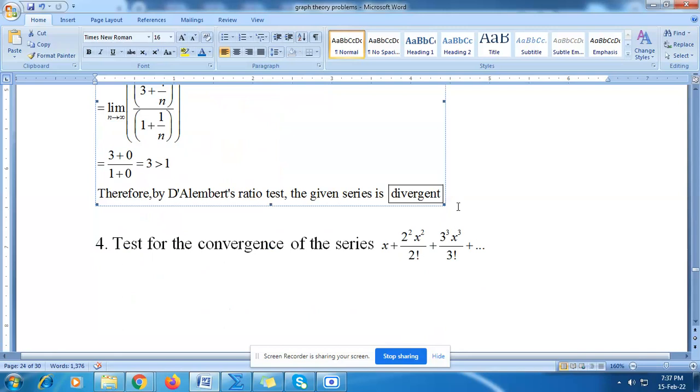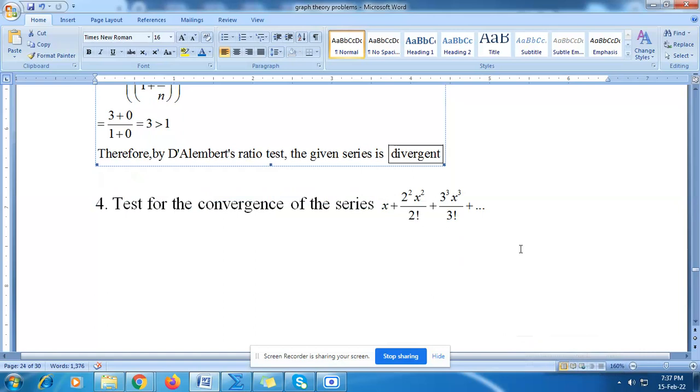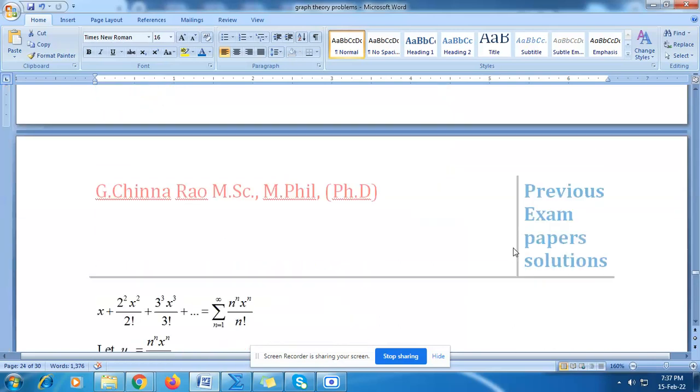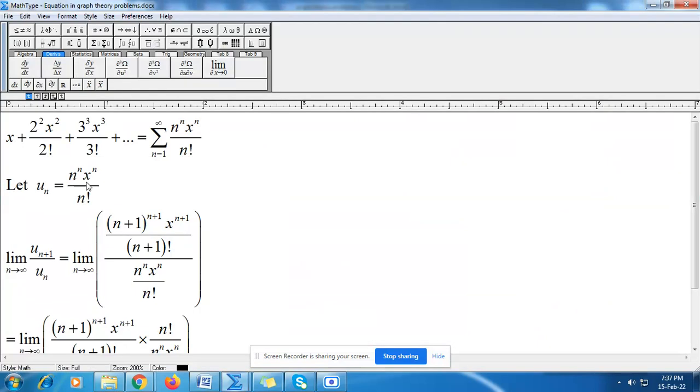Now, test for the convergence of the series x plus 2 square x square by 2 factorial plus 3 cube x cube by 3 factorial plus so on. First of all, to test the convergence, you have to find the nth term of the series. That is our first motto. That means you take un as n power n x power n by n factorial.